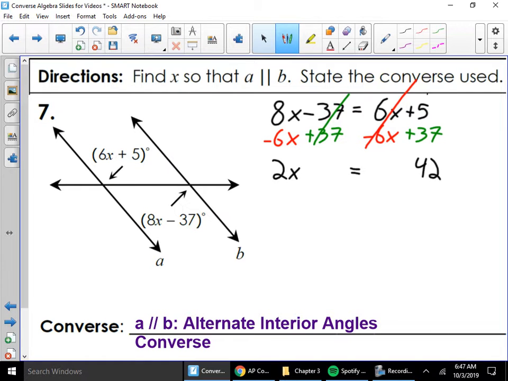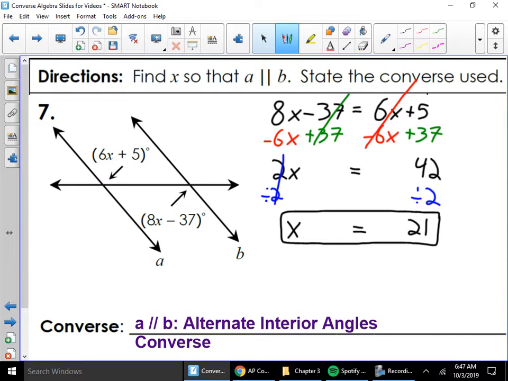At this point, we've got a 2x. I just want a single x. So dividing both sides by 2, we'll get the value that makes these two lines parallel. 42 divided by 2 is 21. So very similar to other setups that we've had in the past. Again, what that value of x represents, that's the value that makes A and B parallel. We're allowed to say A and B are parallel by the alternate interior angles converse.